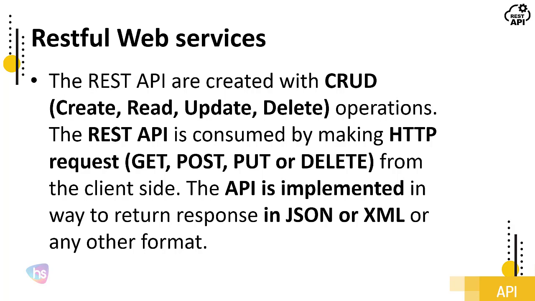First of all, web services are basically created with CRUD operations: create, read, update, delete. These operations are consumed using REST API by making HTTP GET, POST, PUT or DELETE methods. The API is implemented in a way that returns the response in JSON or XML or any other format which you request.